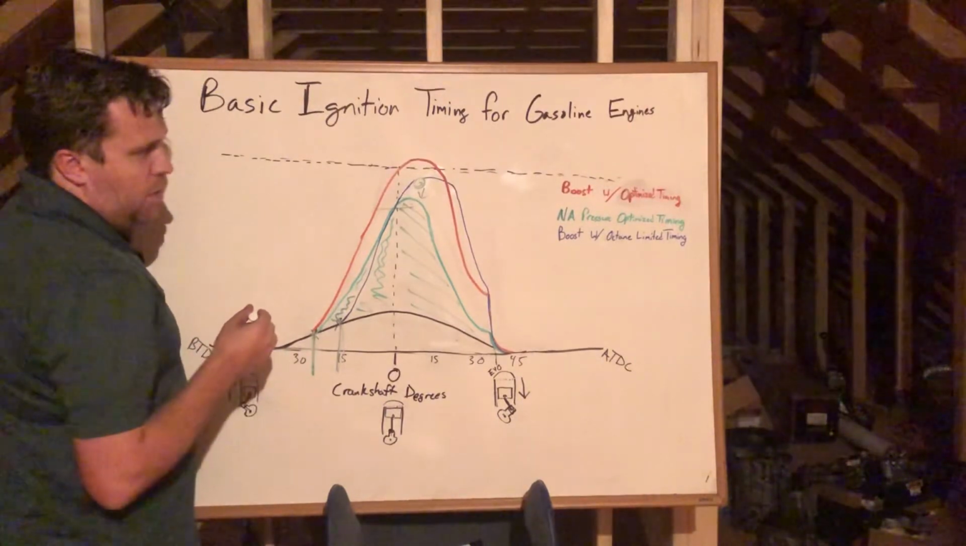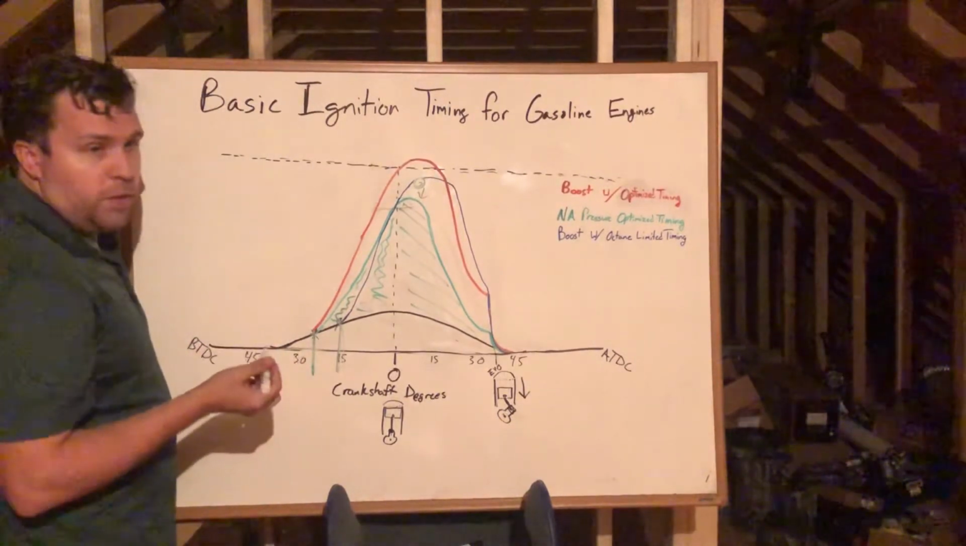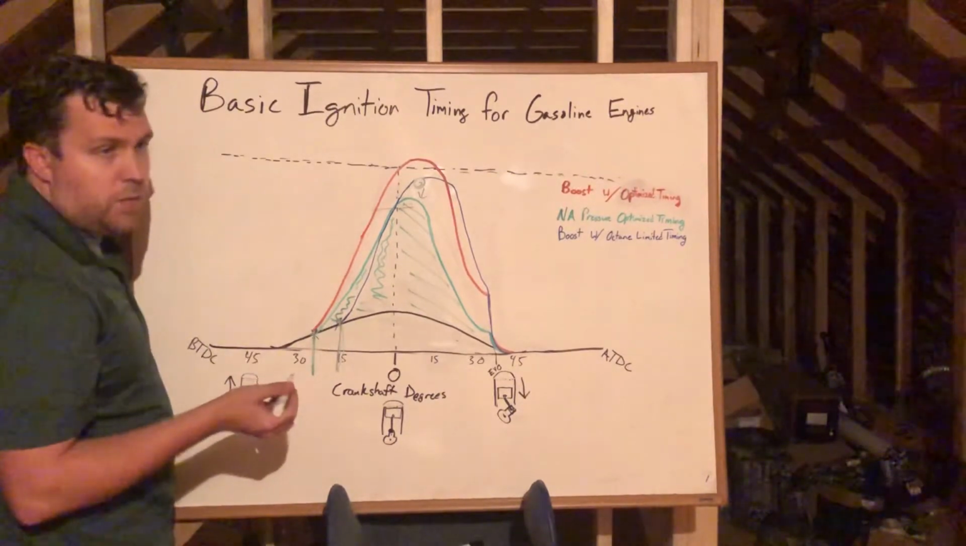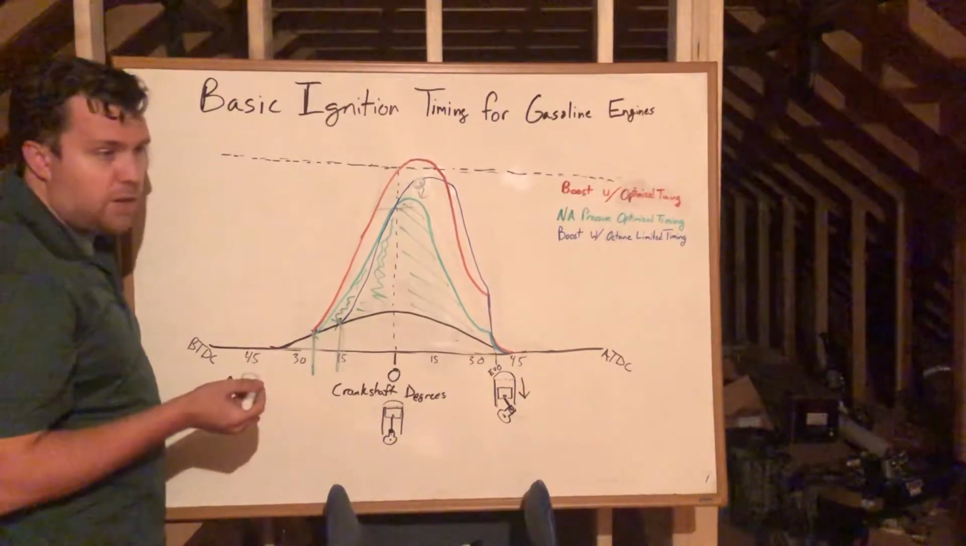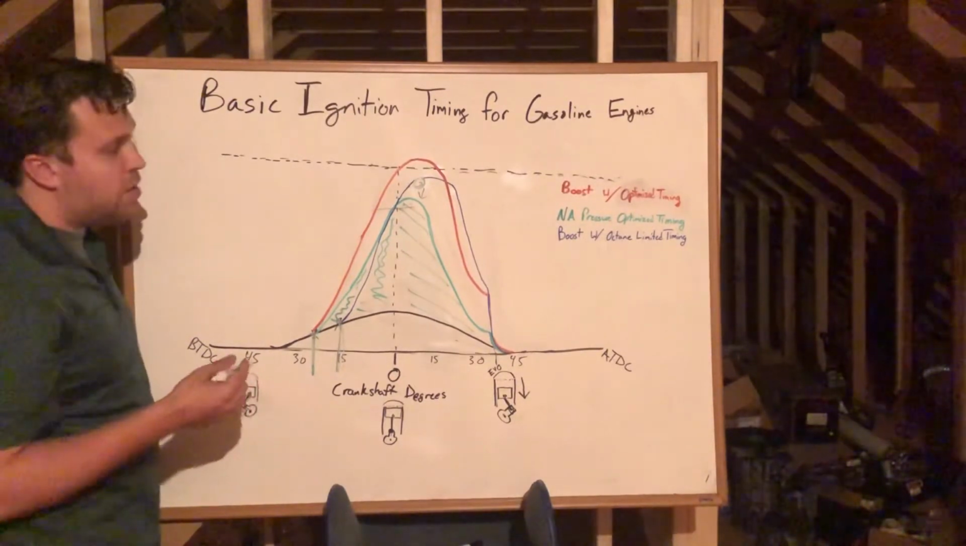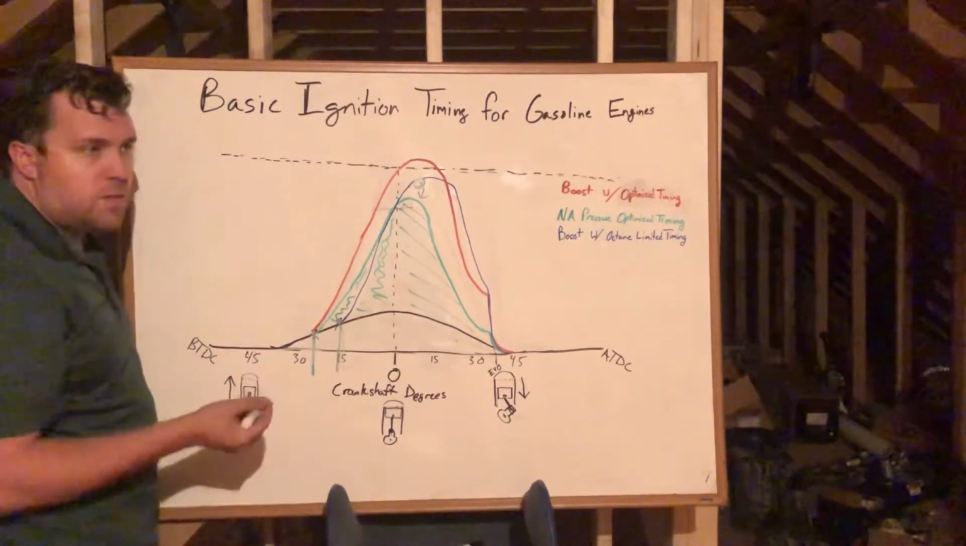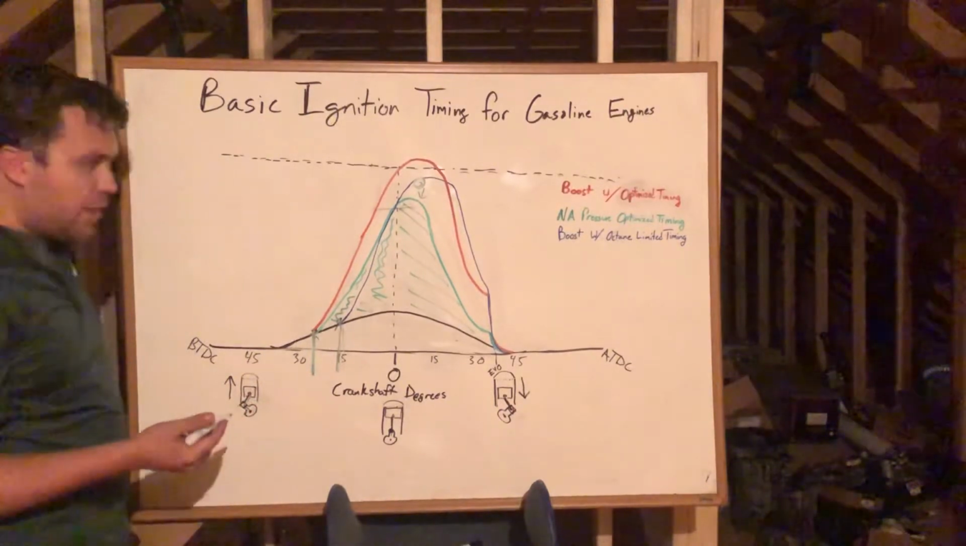Now let's talk about what happens if we were not going to retard the timing. And obviously we know that this is bad, and this is how rod bearings get spit out, and how crankshafts end up on the ground, and how pistons turn to dust. Why does that happen? It's really important to understand, so we don't run into that situation.